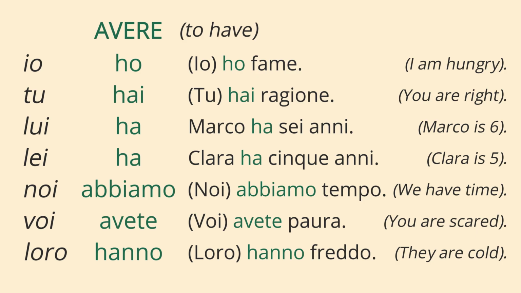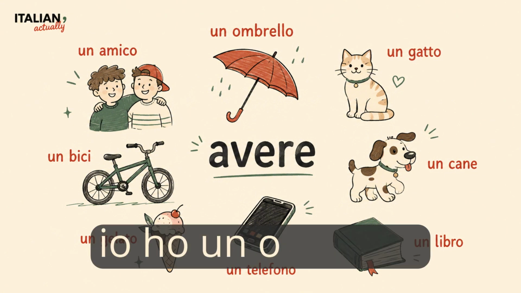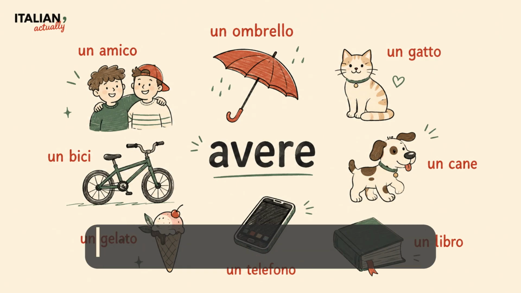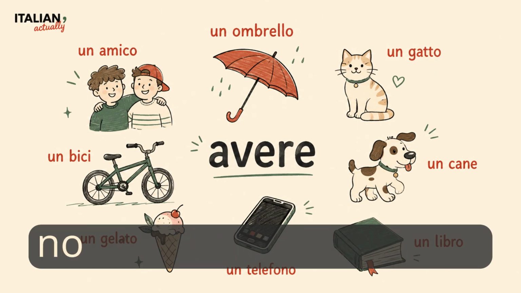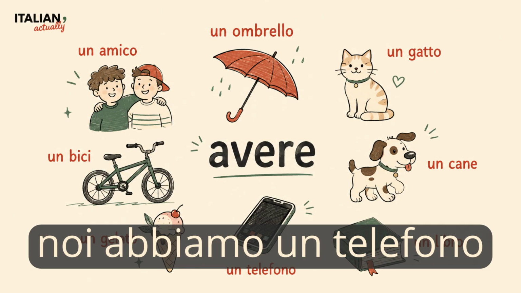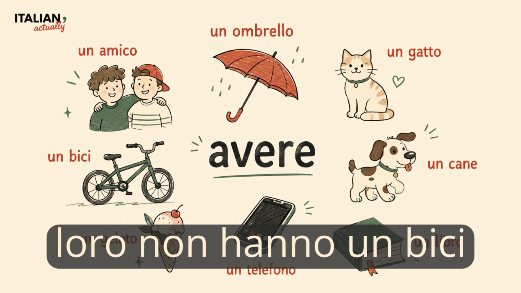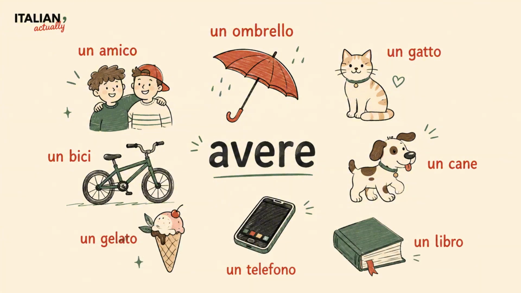By the end of this video, you'll find more useful expressions with avere. For now, let's study avere to express possession. Io ho un ombrello. Tu hai un gatto. Lui non ha un cane. Lei ha un libro. Noi abbiamo un telefono. Voi avete un gelato. Loro hanno un bici. Io ho un amico. Feel free to make some true examples about yourself to practice the verb avere.